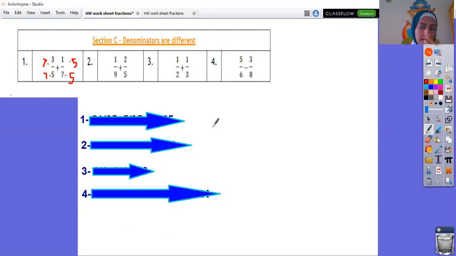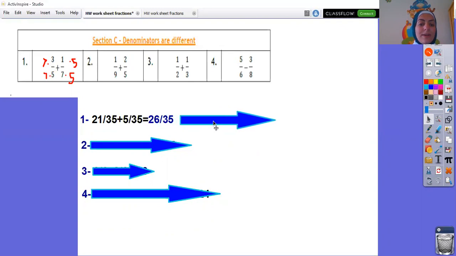So let's see what the new fractions will be. 3 times 7 is 21 over 35. And the other one is 5 over 35. Now we have the same denominator. Can I add them? Yes, we can. And the answer is 21 plus 25 equals 26 over 35.